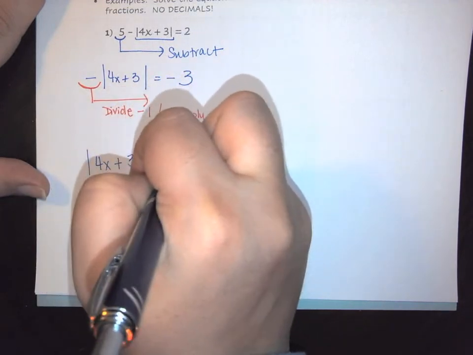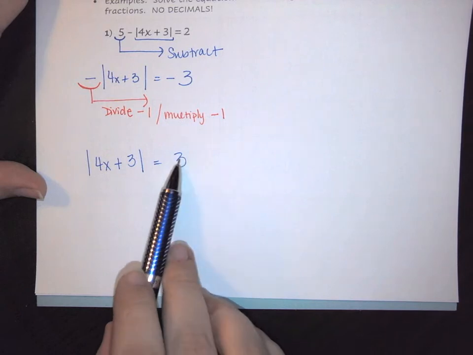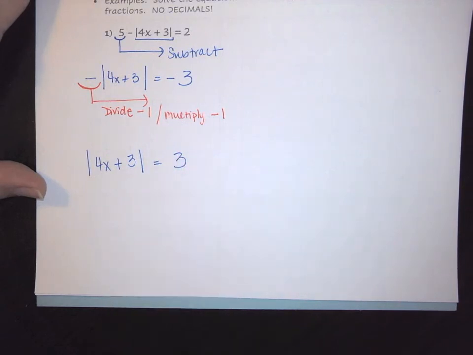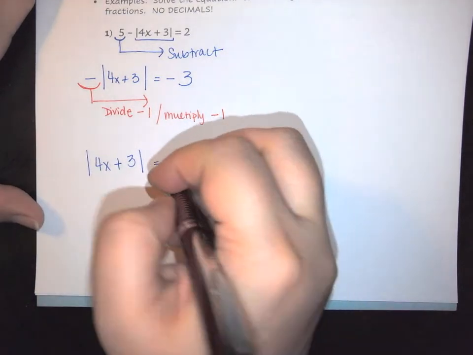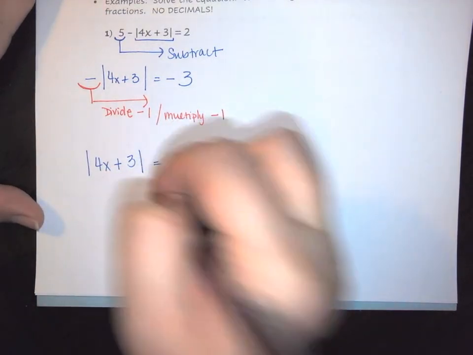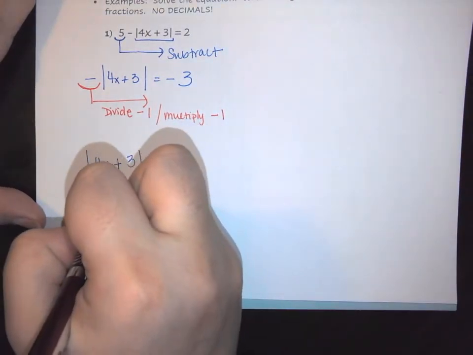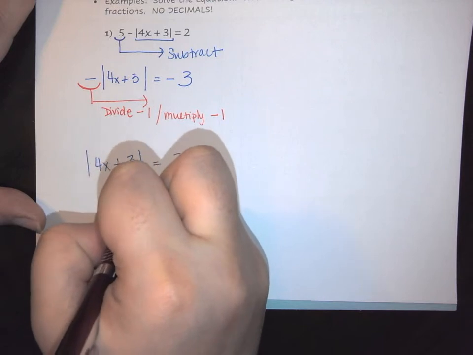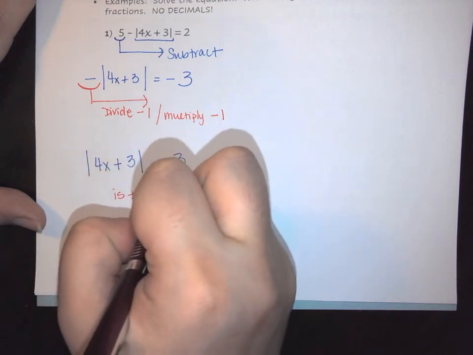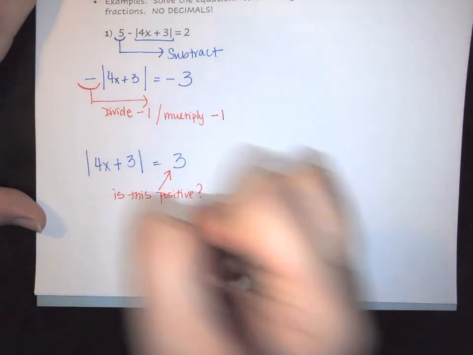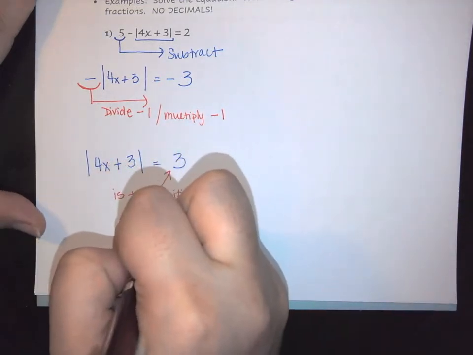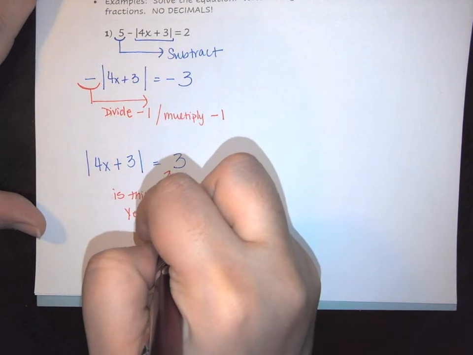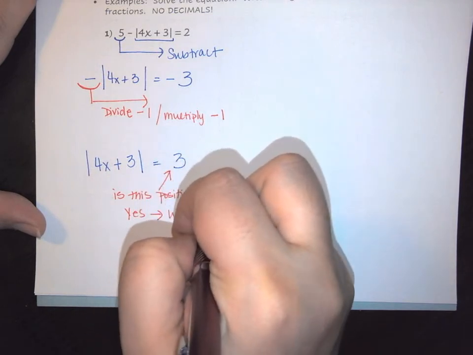Now is where we need to look at our sign. At this point, since my absolute value is totally by itself, we look at the sign here and ask, essentially, is this positive? In this case, because we can say yes, then what this means is that we will have solutions.